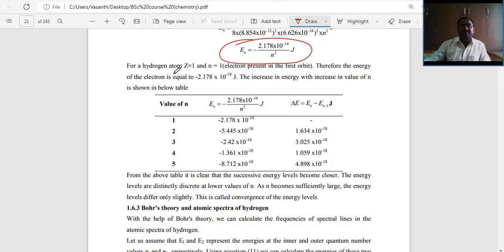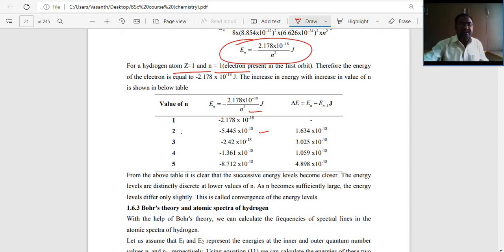For hydrogen atom, Z is equal to 1 and n is equal to 1. Therefore, the energy of the electron is equal to minus 2.178 into 10 to the power of minus 18 Joules. Here these are all the n values; we are going to substitute here. If n is equal to 1, we are getting this data. If n is equal to 2, 2 square means 4. Same thing, this is the difference in energy between initial and final.